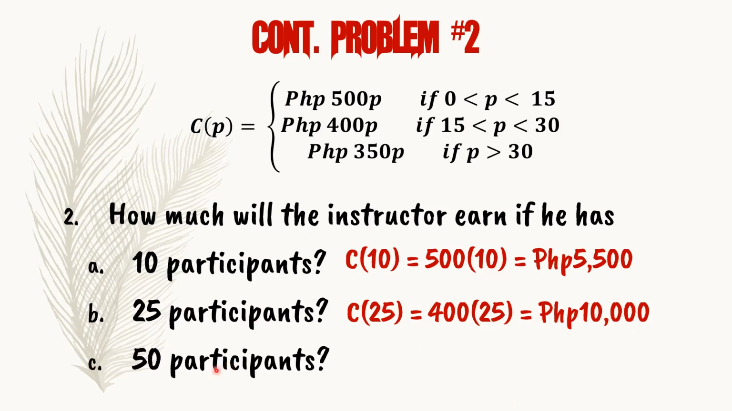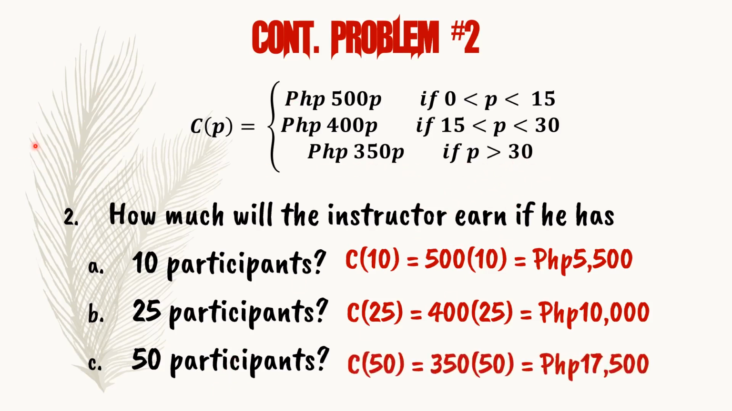And if he has 50 participants, since 50 is greater than 30, we will be using the third equation. So multiply it by 350 each. So the instructor will earn 17,500 pesos. So this is how you solve this problem.